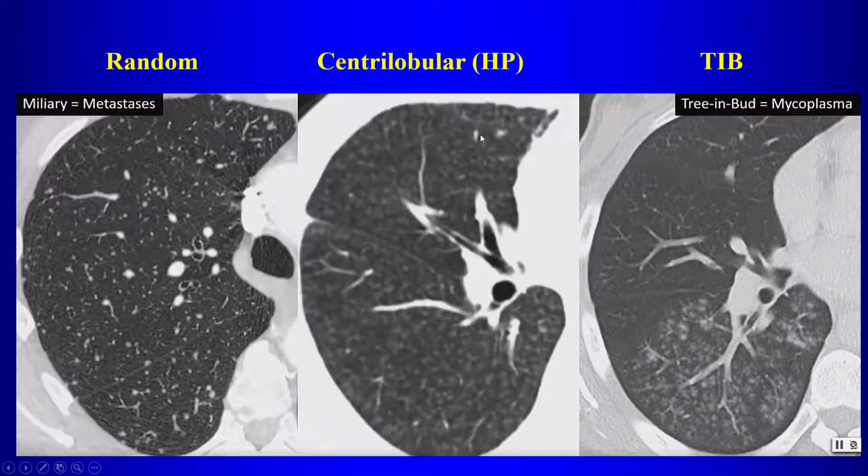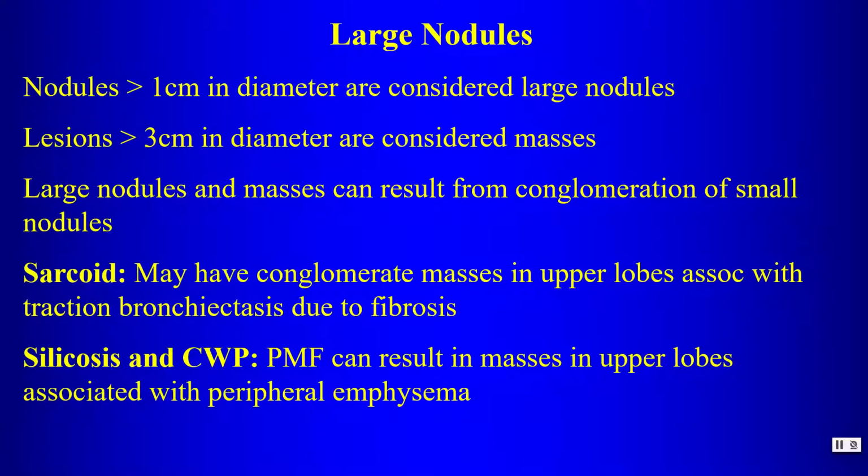So an example of random nodules here from miliary metastatic disease, centrilobular ground glass attenuation nodules in this patient with hypersensitivity pneumonitis. And here this patient has centrilobular nodules with tree and bud opacities. This is somebody with mycoplasma pneumonia, infectious bronchiolitis.